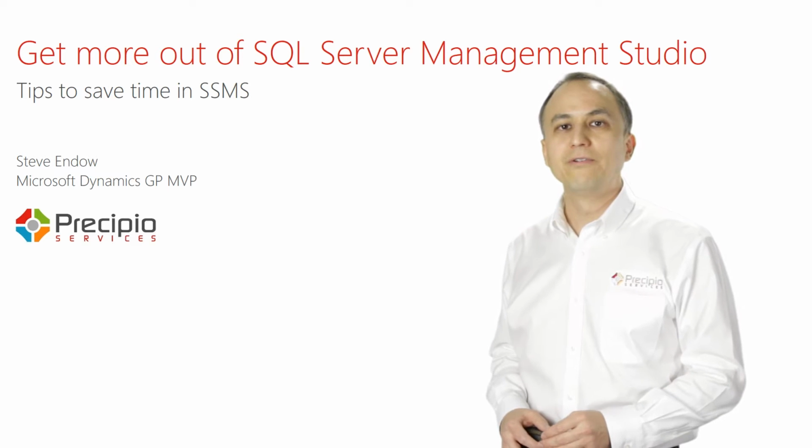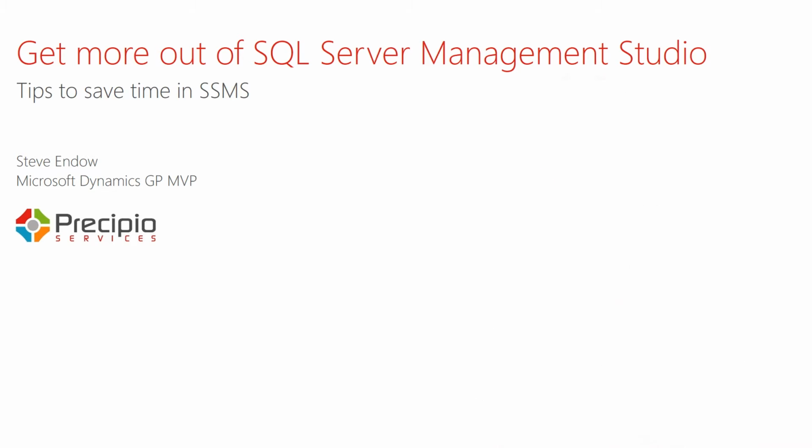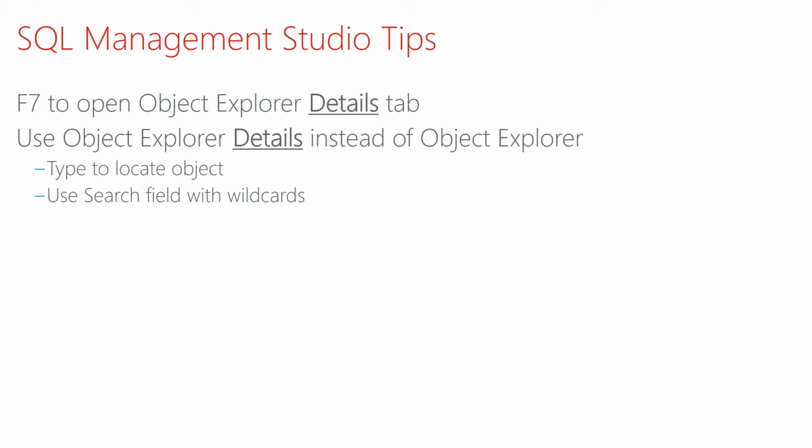Today I'd like to share a few tips to help you save time and work more efficiently in SQL Server Management Studio. The number one recommendation that I have when using SQL Server Management Studio is to use the Object Explorer Details window whenever possible. When you launch Management Studio, you'll often see the Object Explorer pane on the left side of the application. If the Details window is not visible on the right, I recommend that the first thing you do is press F7 to open the Details window.